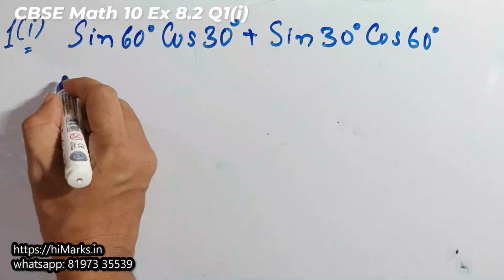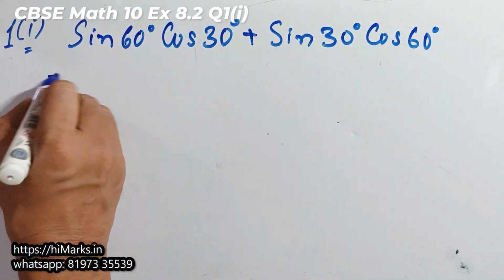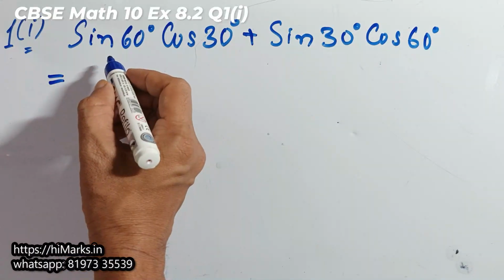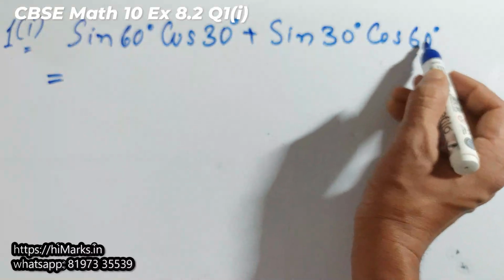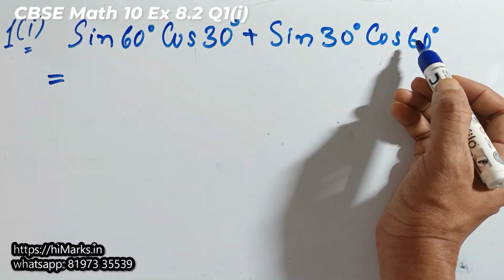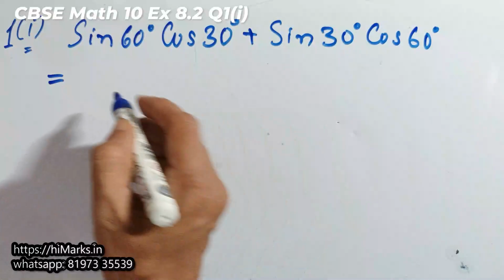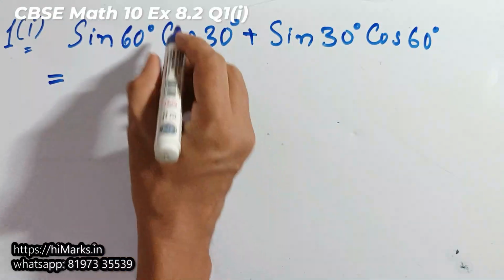So here we have to find the value of sin 60, cos 30, sin 30 and cos 60. We have to put the values here and find. It is asked to evaluate this expression.